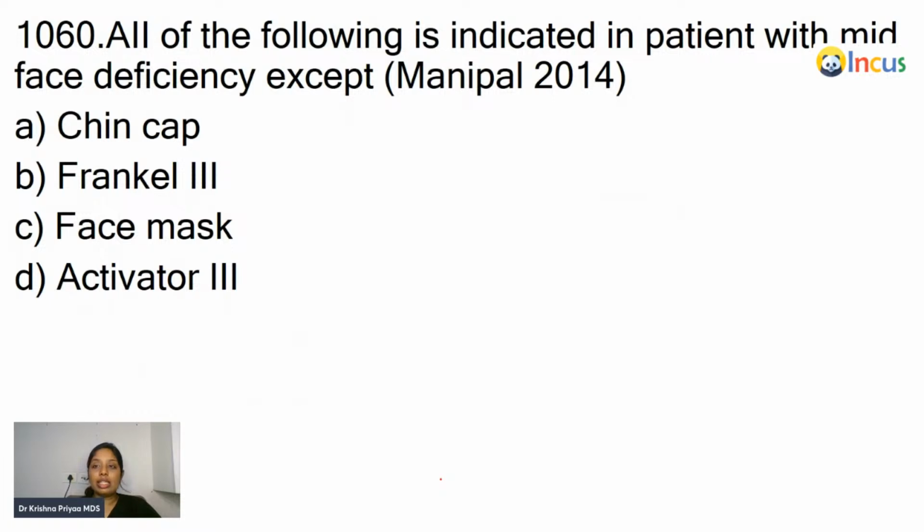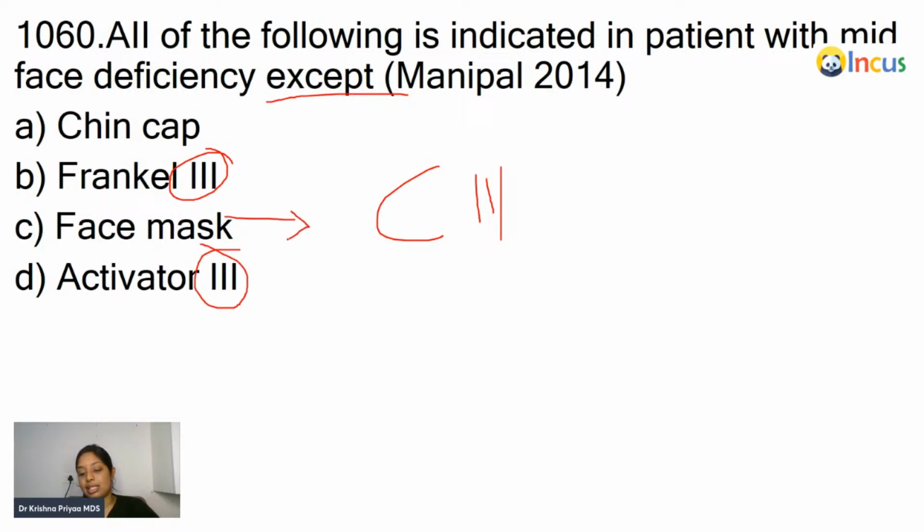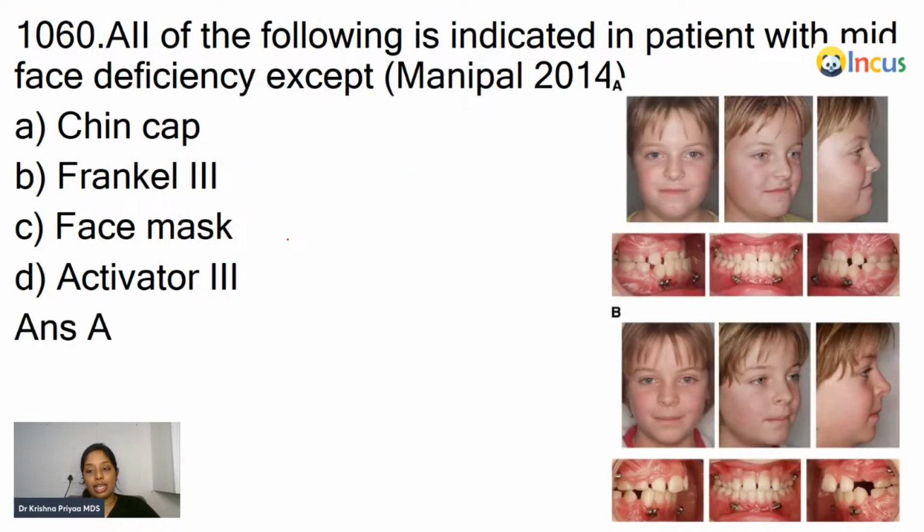All of the following is indicated in a patient with midface deficiency except. The keyword here is except. So what is midface deficiency? It is generally associated with class 3, where the maxilla is retrusive. For class 3, we usually give Frankel 3 and activator 3. It denotes the class 3 malocclusion. And a face mask is also given for bringing the maxilla forward. So the answer would be chin cap.